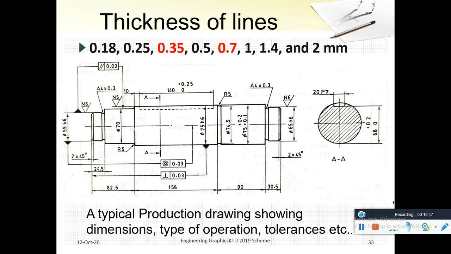This is a typical production drawing showing dimensions, type of operation, tolerances, etc. It shows different notations, different dimensions, different types of lines. These are thick lines, while these are thin lines. Just understand this. This is a production drawing.